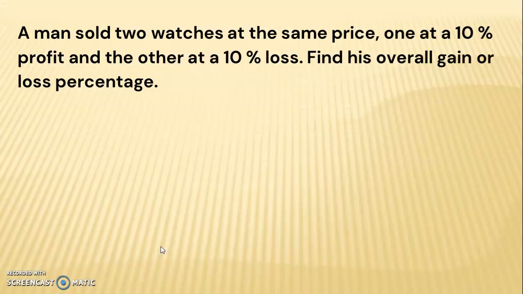First question is, a man sold two watches at the same price, one at a 10% profit, the other at a 10% loss. Find the overall gain or loss percentage. This is the question which we discussed in the last video as an exercise. So let us assume selling price is equal to 100.